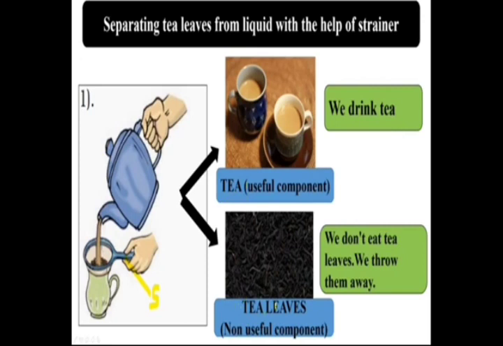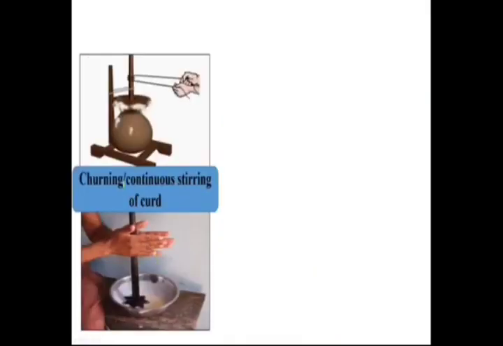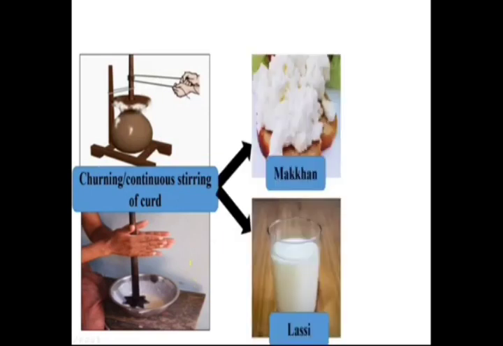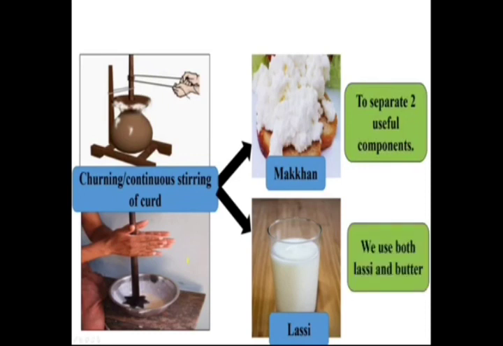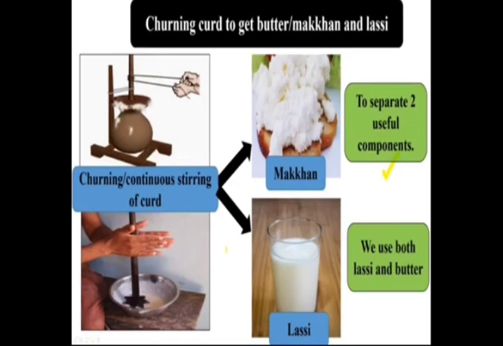Coming to the other examples, can you say some other examples at home? Yes, you can see churning machines here. What is churning? After continuous stirring, you can see that from the curd, your mother is separating useful components like butter and lassi. Makhan means butter. Both makhan and lassi are separated after churning. Both are useful components which are required. We used to have butter and we used to have lassi. For that, this separation is very, very essential.